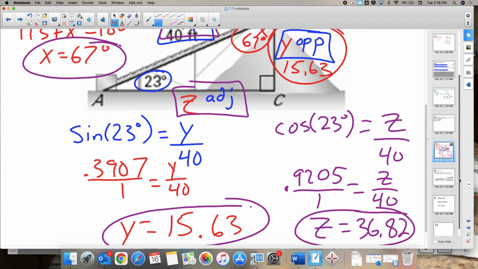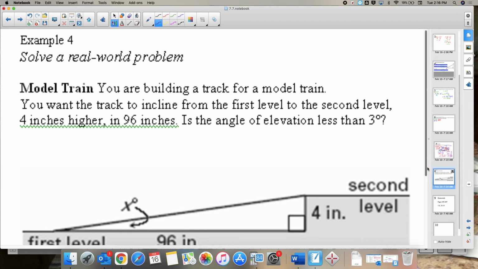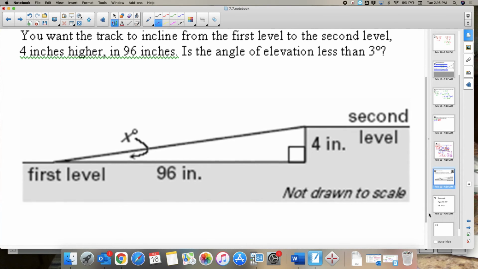All right, last problem here. It says you're building a track for a model train. You want the track to incline from the first level to the second level, 4 inches higher over a span of 96 inches. It says, is the angle of elevation less than 3 degrees? So we need to find the measurement of our angle x here. This is our hypotenuse. This becomes the opposite leg. This becomes the adjacent leg.